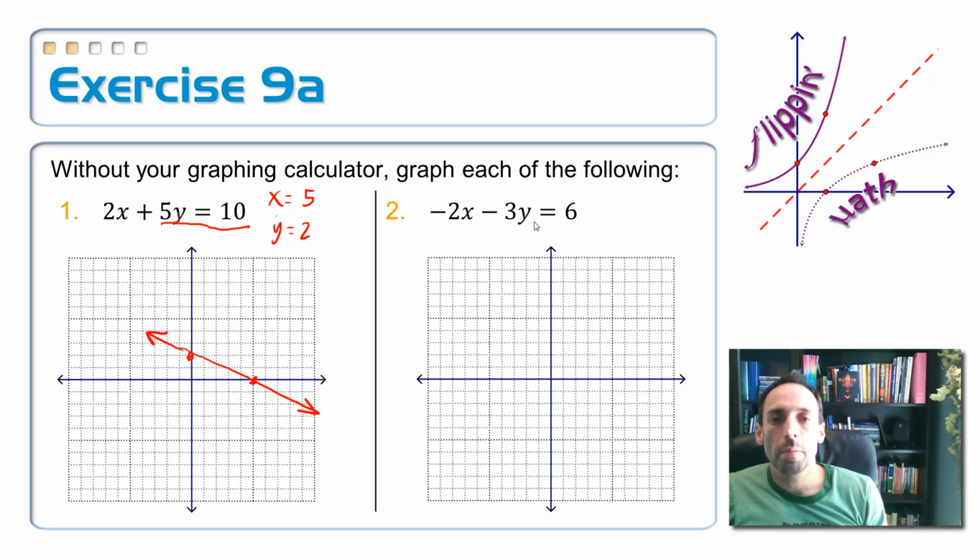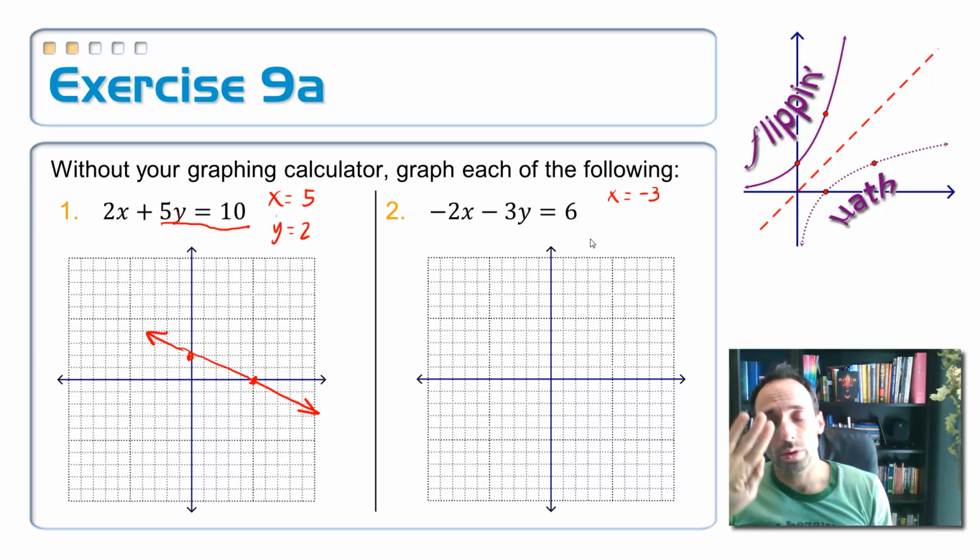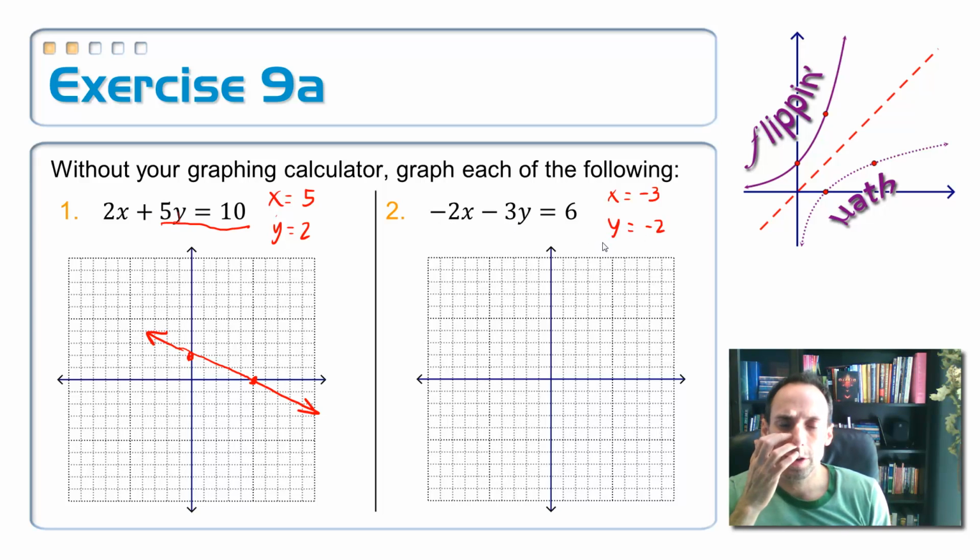Alright, on number 2, same kind of thing, same deal. If I want to find my x-intercept, let's make y equal to 0 and divide by -2, and I have my x is equal to -3. In order to find my y-intercept, make x equal to 0. That term disappears, divide by -3. I'd get y is equal to -2. Notice how these things have just kind of switched spots. Is it always going to be like that? If it's not, when is it going to be like that? Those are some questions worth pondering.